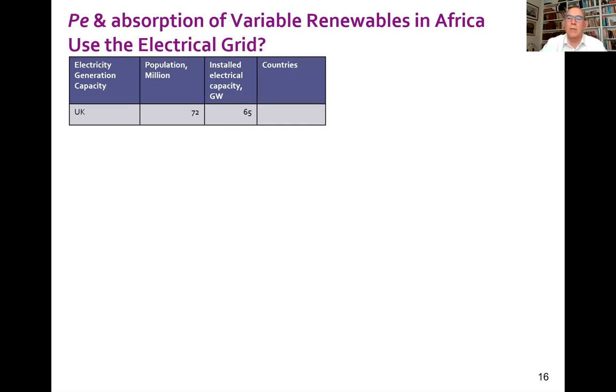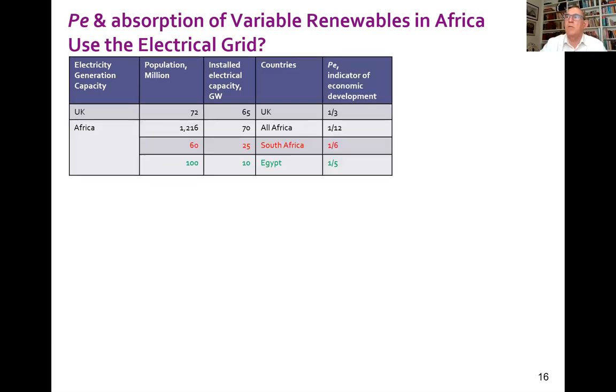The UK, we have a population of 72 million and an installed electrical capacity of 65 gigawatts. If we look at Africa, it has a population of 1,216 million, and it has installed capacity of 70 gigawatts. It's just a little bit bigger than Britain. So that's for the whole of Africa. So its PE is quite low, 1/12.